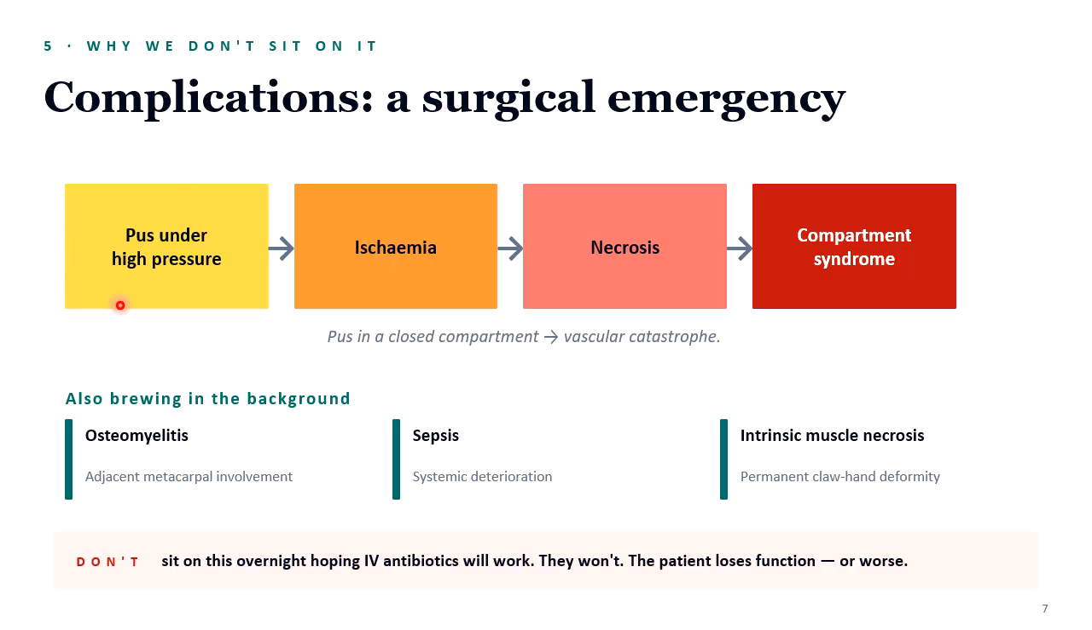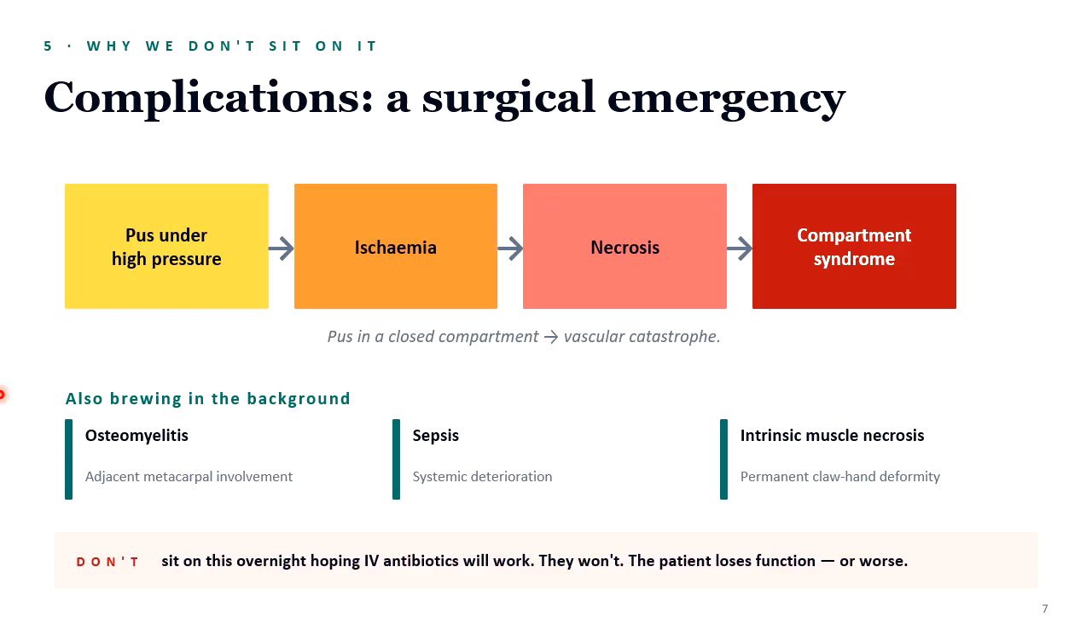So the pus forms under high pressure in these spaces, and this eventually ends up increasing the interstitial pressure of these spaces. Once the interstitial pressure increases more than the venous and arterial local pressures and capillary pressures, this causes ischemia, which can progress to necrosis and an entity called compartment syndrome of the hand. All in all, pus in a closed compartment is a vascular catastrophe, and that applies not just here but to any place in the body.